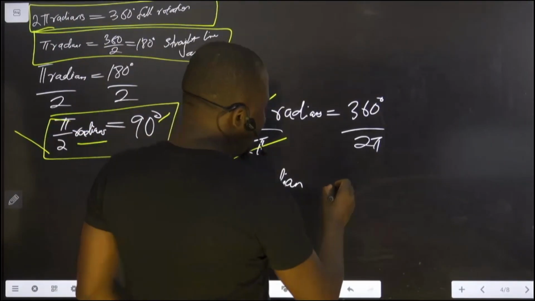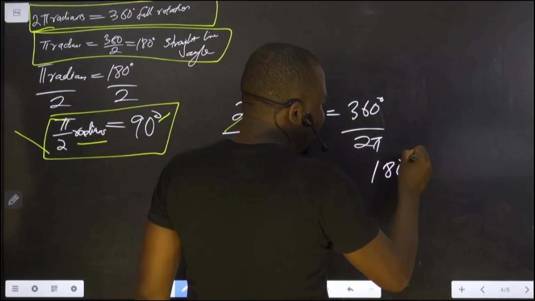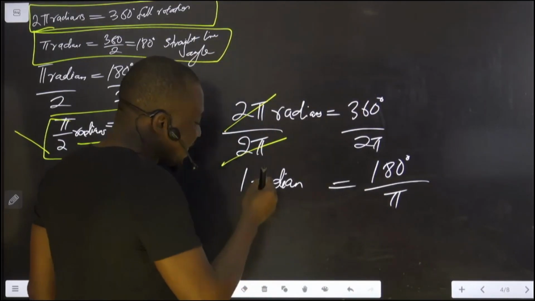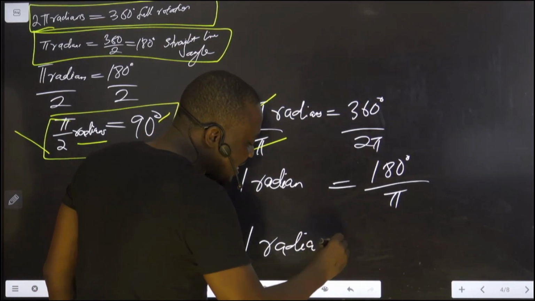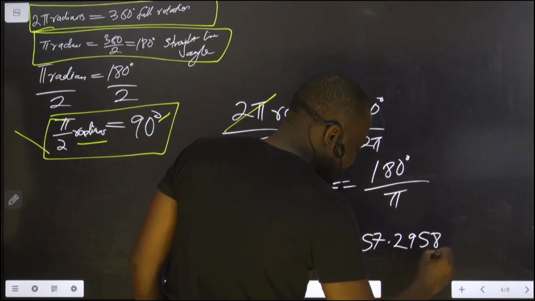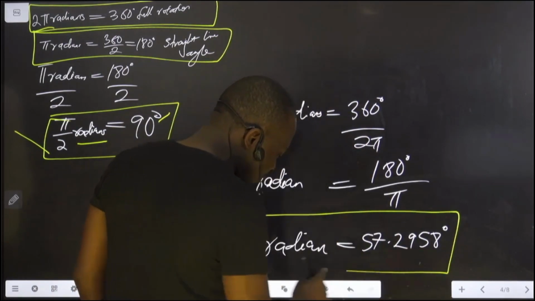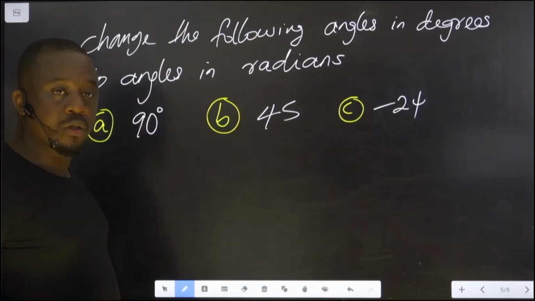And you agree with me, if you work on this, you're going to have 180 degree over pi. And you know pi is 3.14, okay? Therefore, if you divide the other side, you're going to have 1 radian is equals to 57.2958 in degree. So 1 radian is equals to 57.2958 degree.